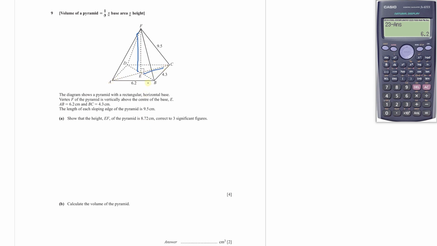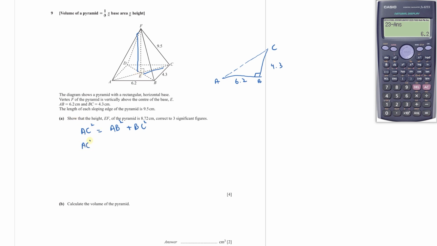If you look at this triangle ABC, this is in 3D. This is a rectangular base, right? ABCD is a rectangle, so this is a right angle triangle with A, B, and C. This is 6.2, this is 4.3. So I can easily find AC using the Pythagoras theorem. AC square will be equal to AB square plus BC square. And once I have AC, my length EC will be half because E is the center of the base.